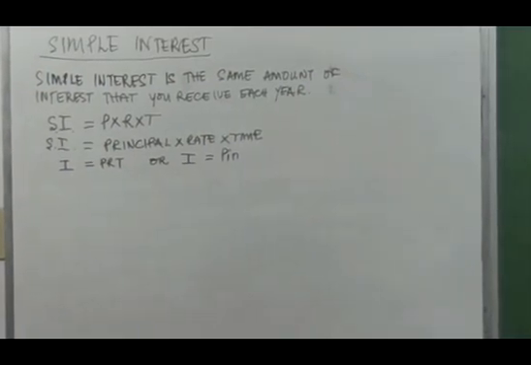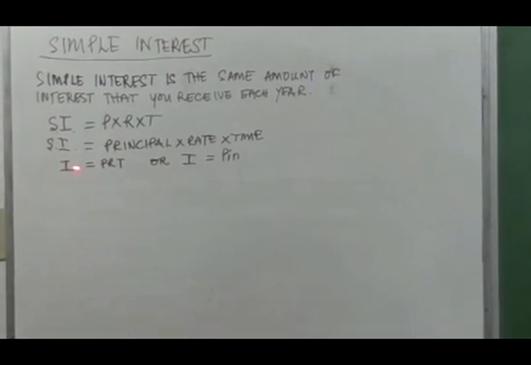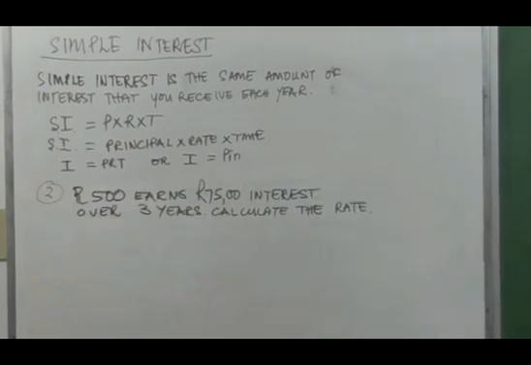Welcome back. Now, in simple interest, if you look at the formula, you have 1, 2, 3, 4 unknowns. So you could be asked to calculate the interest or the principal or the rate or the time. In the first example we did, we calculated the interest. Now in the next example we're going to do, we are going to learn to calculate the rate. So let's say you are given this question. Alright, let's have a look at this question.